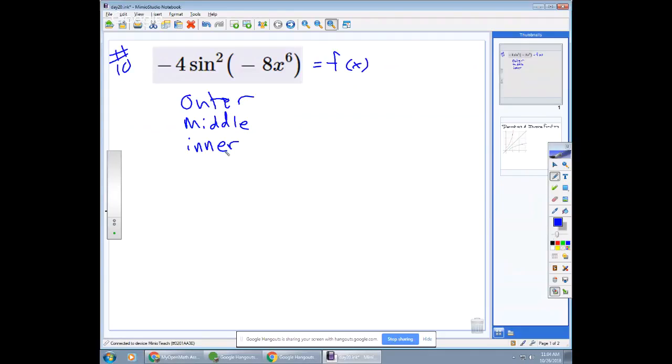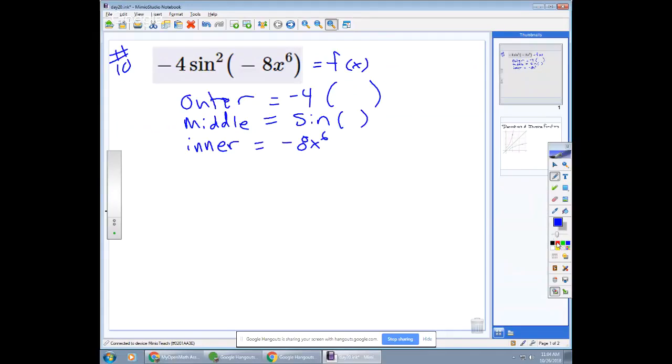So if I knew x, the first thing I would do is calculate negative 8x to the 6th. Once I got that answer, what would happen next? The sine or the square? The sine would happen next. That's correct. So the sine is the middle function. And then the outer function is the square. And you could throw the negative 4 times on that.